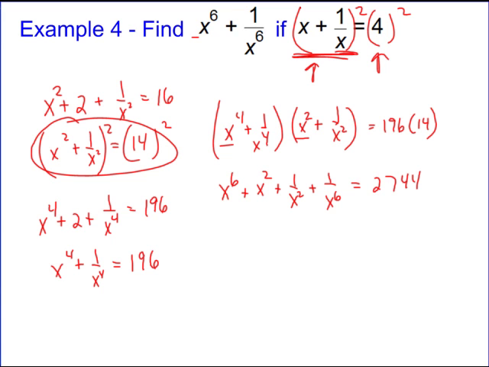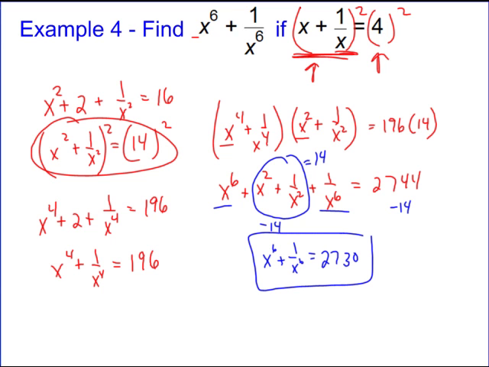However, you might look at this and say, well, Mr. Tormel, that doesn't give you the right answer. It gives you x to the 6th plus 1 over x to the 6th, but you have this x squared plus 1 over x squared right here. But we know that that equals 14. So if I subtract 14 from both sides, I find out that x to the 6th plus 1 over x to the 6th equals 2730. So by squaring it and then substituting in when I know values, I can very easily find out the answer to that problem.